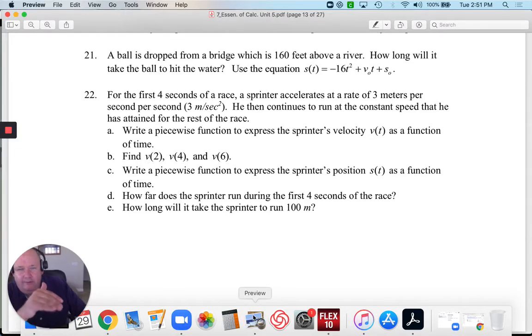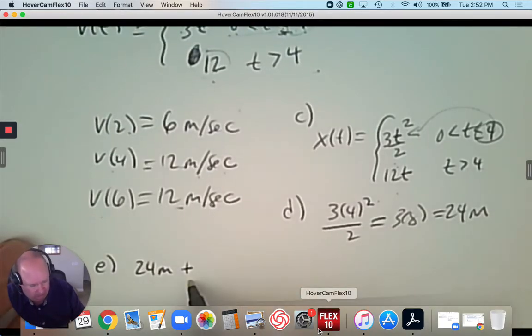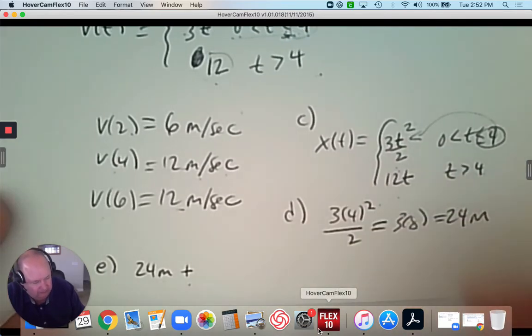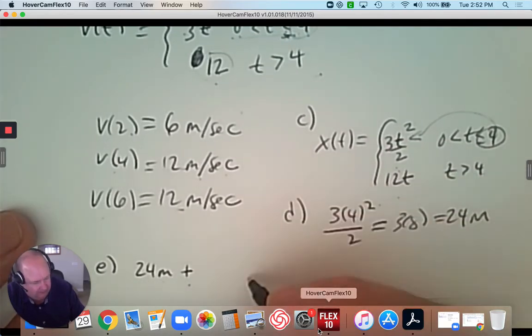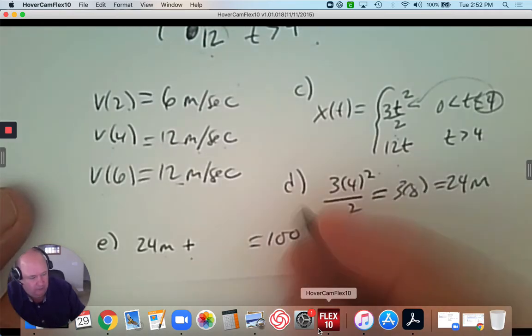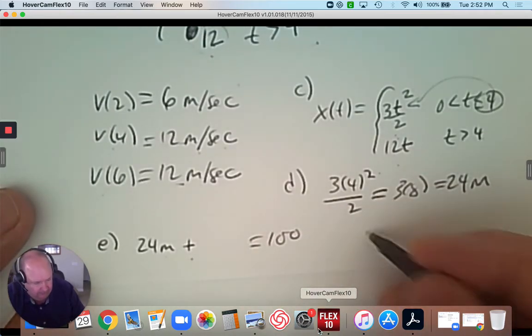How long will it take the sprinter to run 100 meters? So to run 100 meters, the first 4 seconds is 24 meters. And then there's a constant of going 12t for the rest, whatever that time would take to do that. So we have the first 4 seconds is 24. And then we have 12t to figure out, all right, like that's equal to 100. So subtract 24, and that gives you 76.